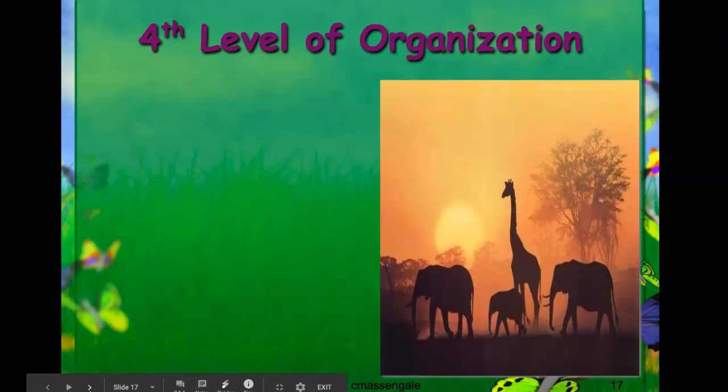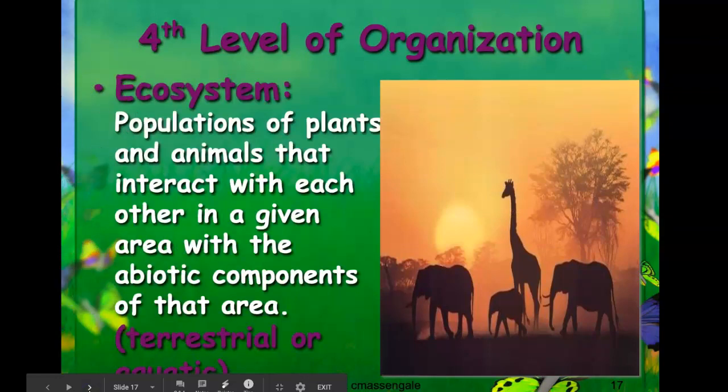The fourth level of organization is going to be an ecosystem. So your ecosystem is going to include the populations of plants, animals, any living thing that interacts with each other in a given area, and all of the abiotic components of that area. Ecosystems can be either terrestrial, which means land-based, or aquatic. So in this particular picture, the sun becomes part of the ecosystem, the air, any type of moisture located within that particular savanna, the soil, and that sort of thing.